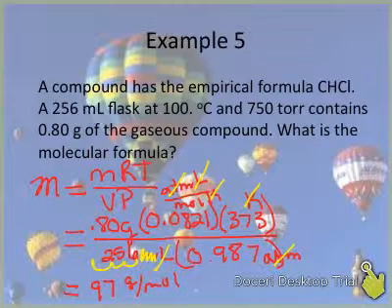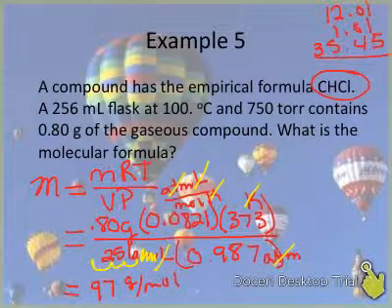Are we done? No, now we have to try to determine if the empirical formula and the molecular formula are exactly the same. So what I'm going to do is find the molar mass of CHCl. So carbon is 12.01. Hydrogen is 1.01. Chlorine is 35.45. And it's 1 to 1, so we just have to add all of those together. So we do 12.01 plus 1.01 plus 35.45. We get 48.47. So it's basically doubled.